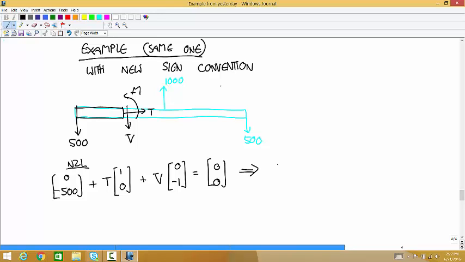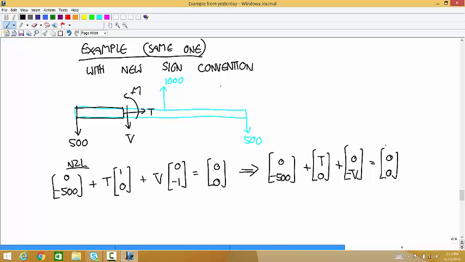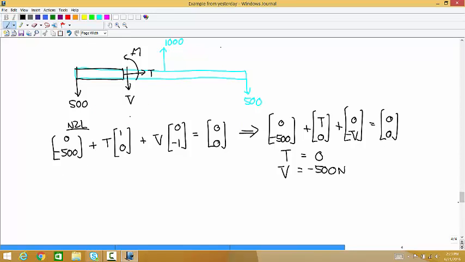And you can write this as 0, negative 500, plus T, 0, plus 0, negative V, is equal to zeros. Okay, so T is equal to 0. V is equal to negative 500. And now we'll go to the moment equation.